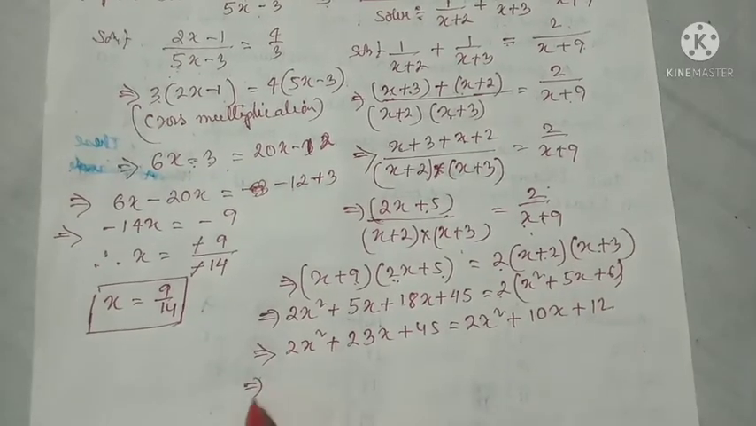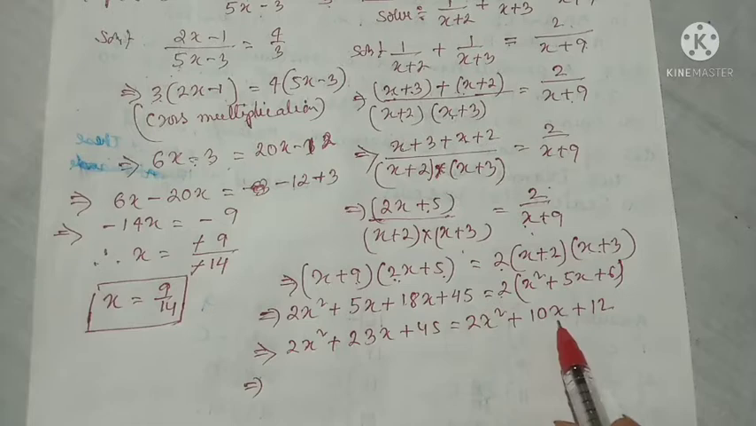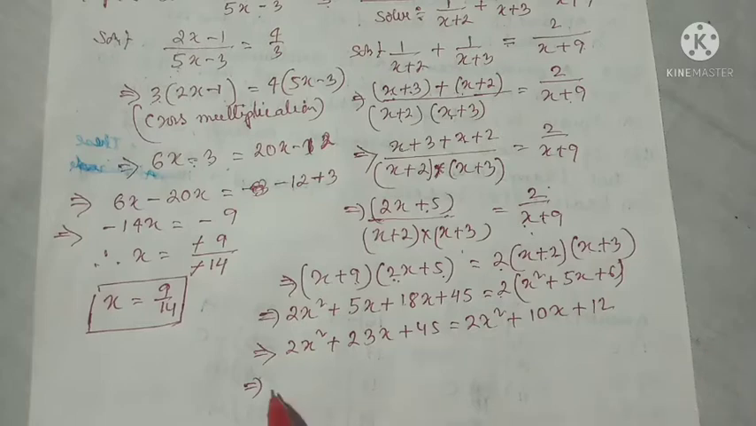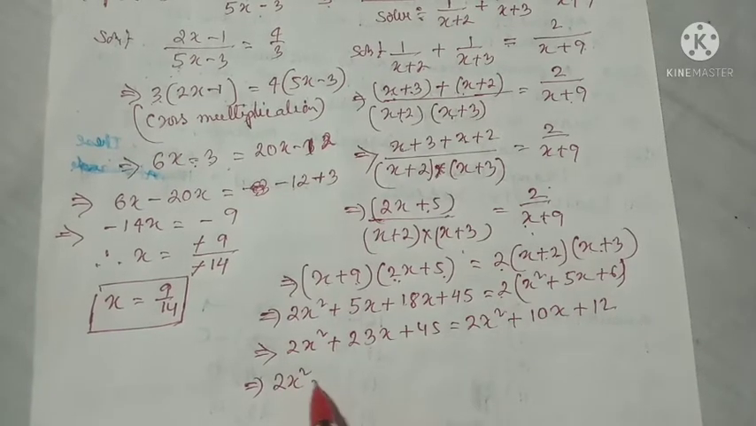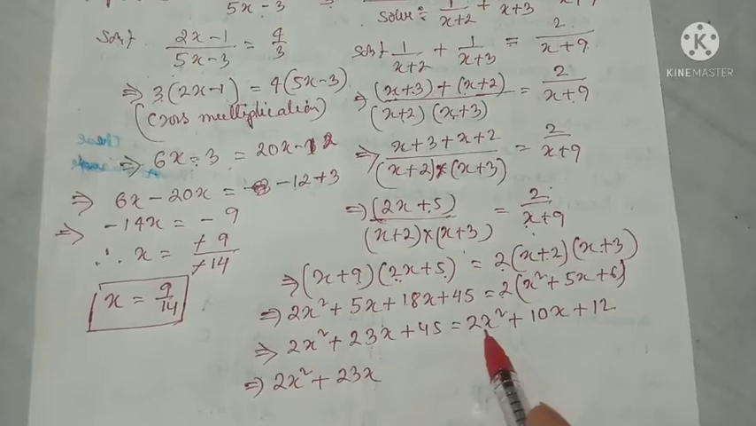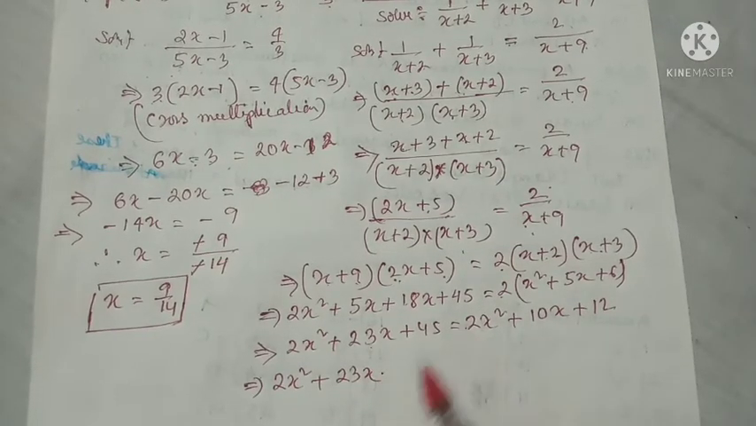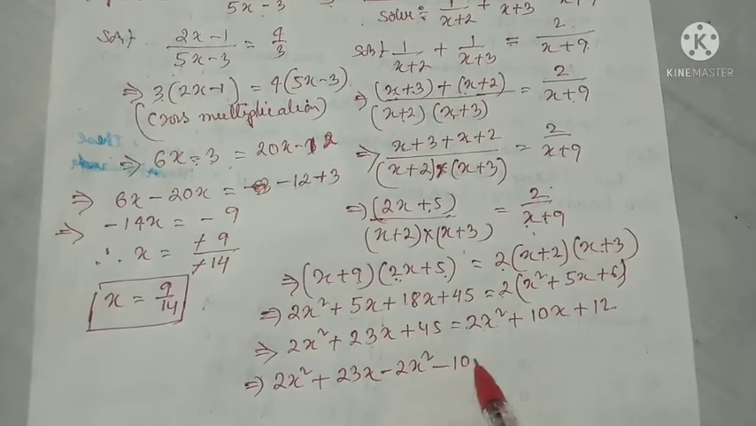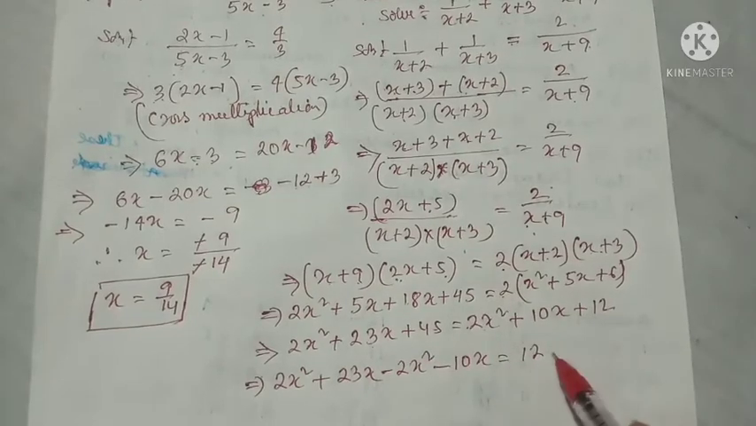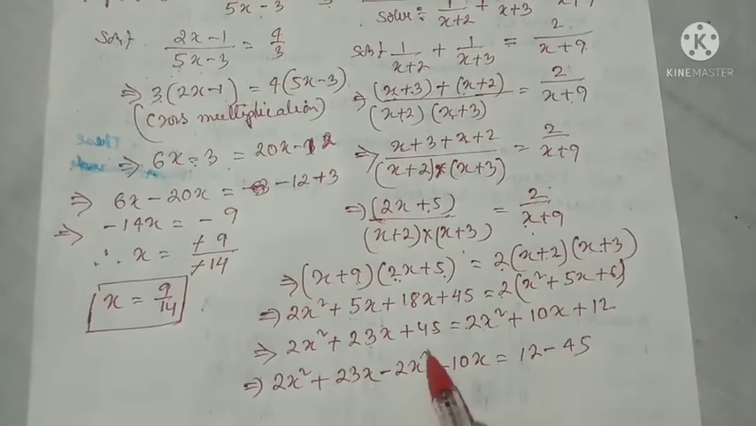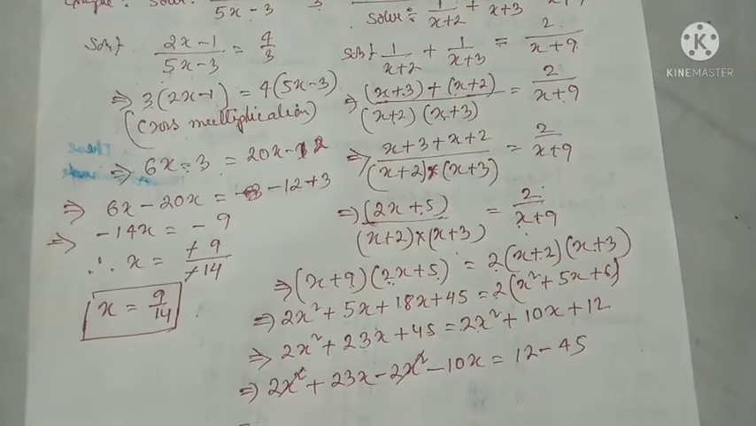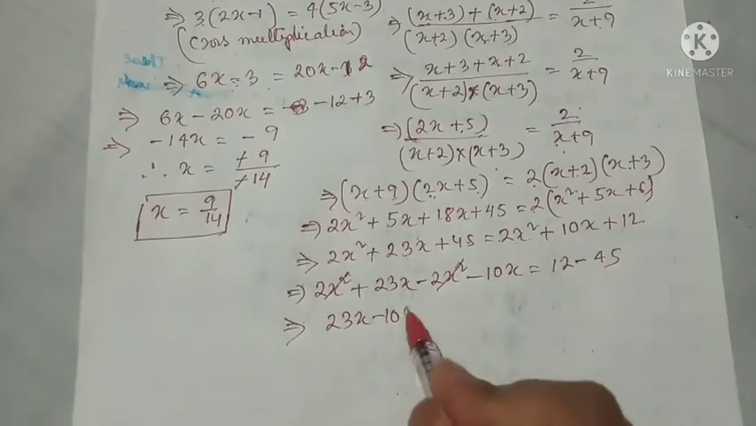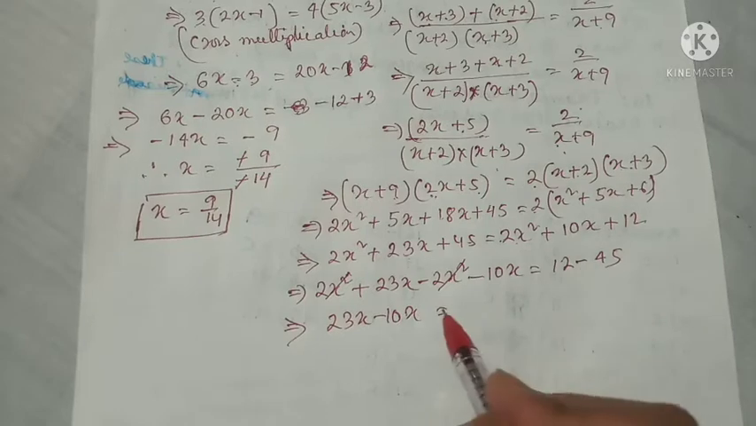Understand? Then we need to transfer all the variables to the left hand side and all the constants to the right hand side. 2x square minus 2x square, plus 23x minus 10x. Then 12, you transfer 45 to this side, it will be minus. The 2x square terms cancel and can be omitted. So here 23x minus 10x, and on this side you will get 33.